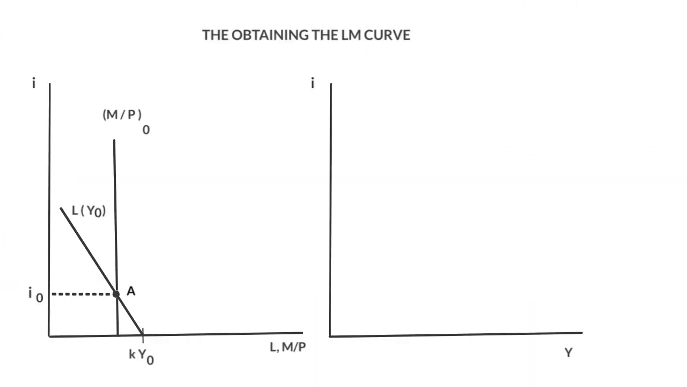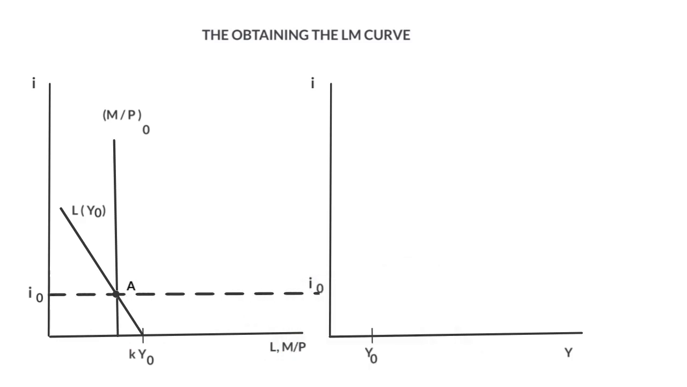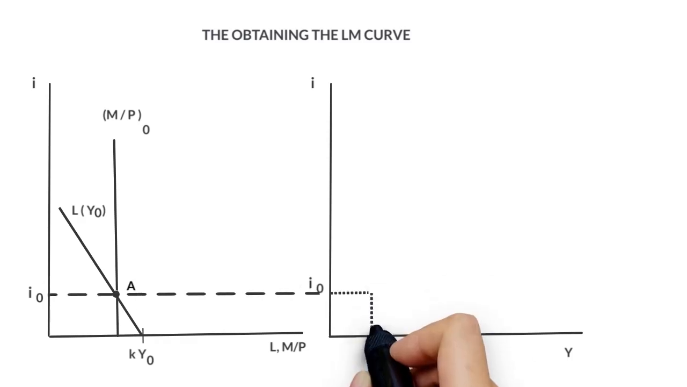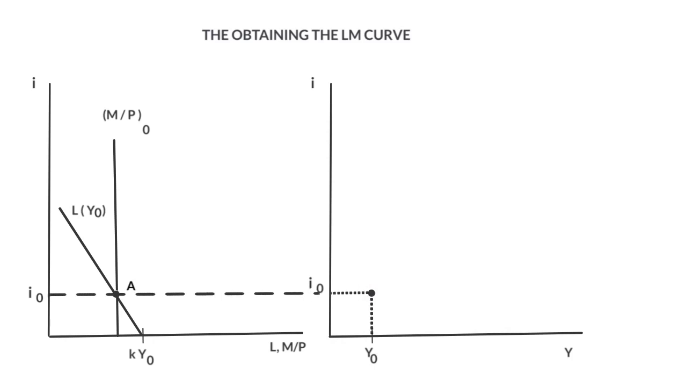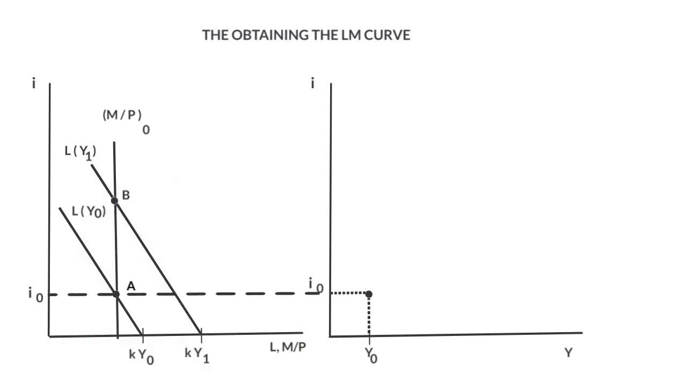Upon the monetary market equilibrium, we can obtain the curve LM. In the graph, we can determine that for income level Y sub 0, the interest rate in the monetary equilibrium is I sub 0. Joining both points, we obtain the first monetary equilibrium, that is to say, the first point of the LM curve. If we modified the income value, we would get the point K times Y sub 1, providing that the income Y sub 1 is greater than the income Y sub 0.